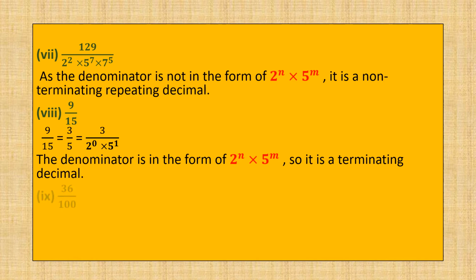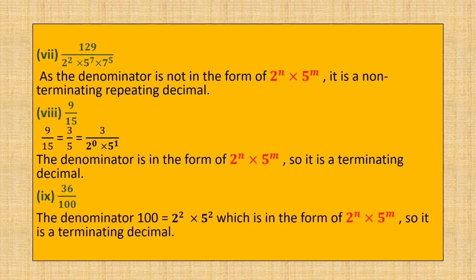So the next question is 36 by 100. 100 is nothing but 10 square, right? How can I write this 10? How will you get 10? 5 into 2 or 2 into 5. So I can simply write (2 into 5) whole power 2. So it is in the form of 2 and 5, so it is a terminating decimal. Understood, children? So let us go to the next problem.